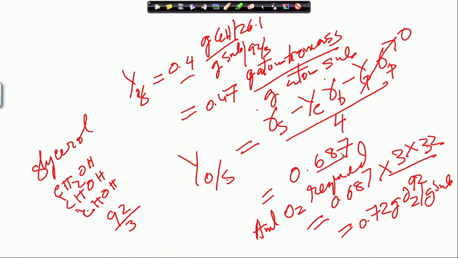This is actually the moles of oxygen required per gram atom of substrate. Now what is the molecular weight of oxygen? It is 32. What is one gram atom of substrate? 92 by 3. If you divide that, we will get 0.72 gram of oxygen required per gram of substrate consumed.